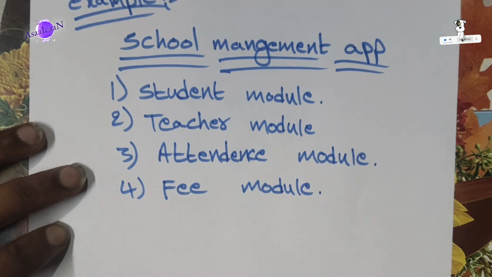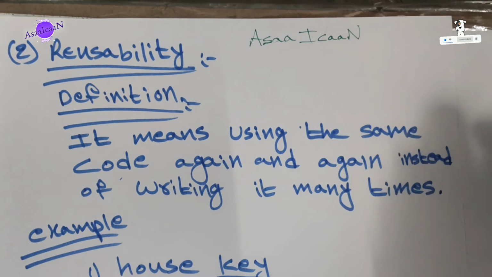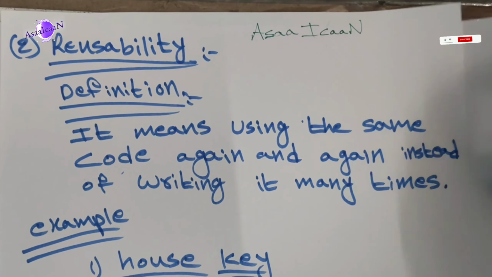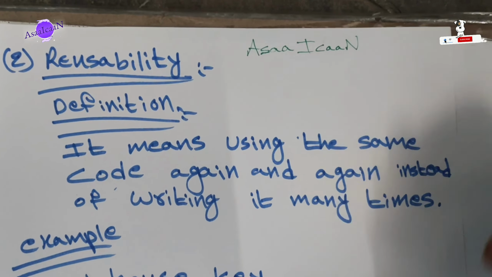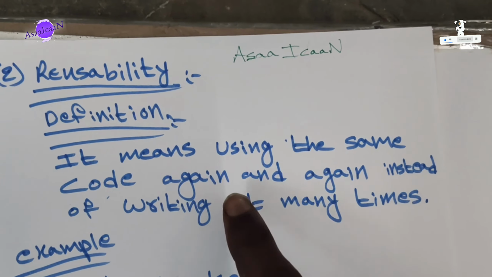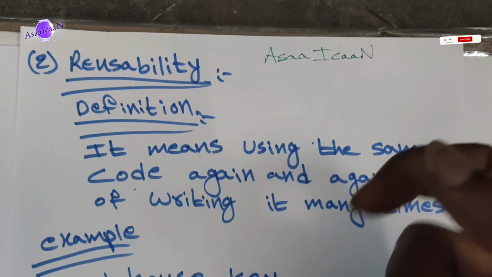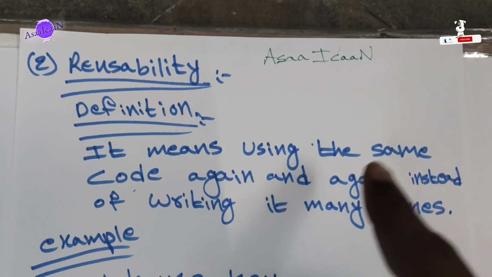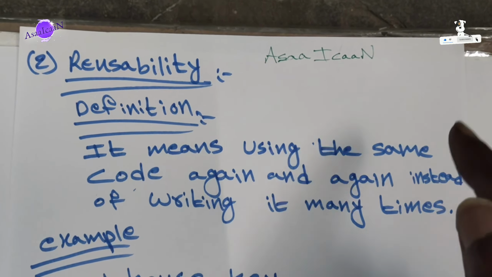Now see the next benefit. This is the second benefit of OOP. Okay, reusability. So what is reusability? It means using the same code again and again instead of writing it many times.